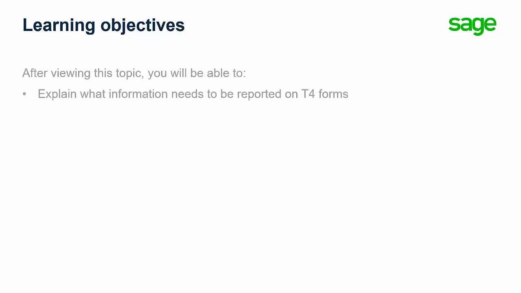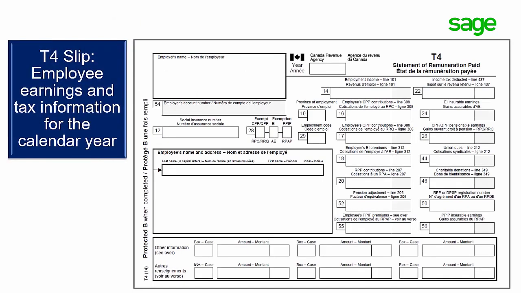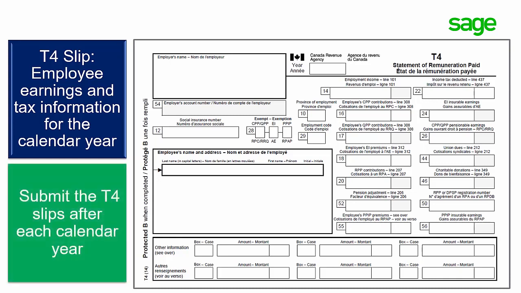Over the next few minutes, we will explain what information needs to be reported on T4 forms and we'll show you how to print these forms. T4 slips list the employee earnings and tax information for the calendar year. You must submit the T4 slips to the Canadian federal government and to employees after each calendar year, usually by the end of February.